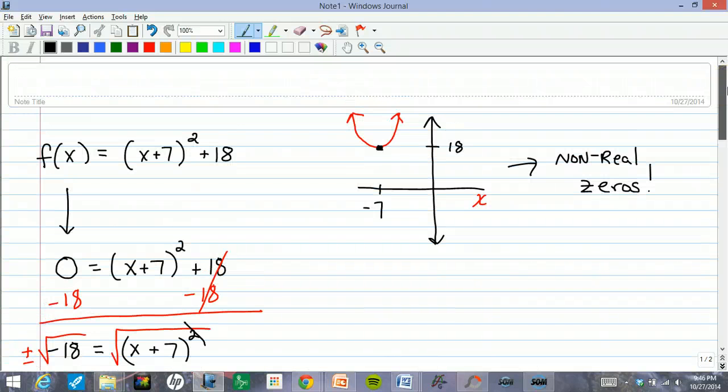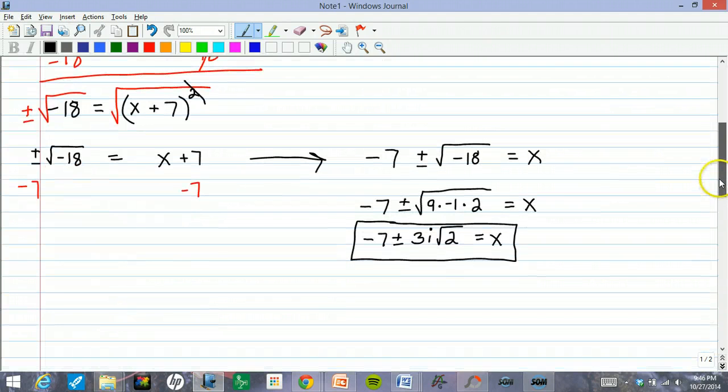The zeros graphically are, if we think of this in terms of a graph, the graph does not cross the x-axis, so therefore we have non-real zeros. Algebraically, we work backwards and we get a non-real number, a complex number. These are our exact simplified complex solutions.